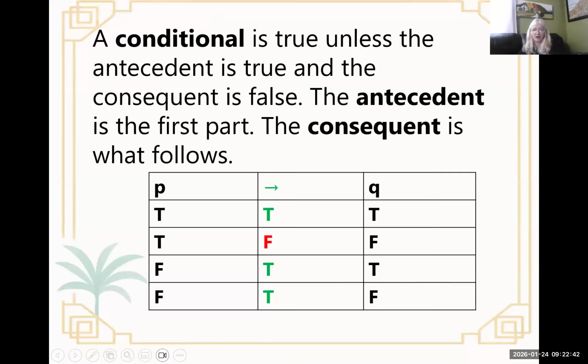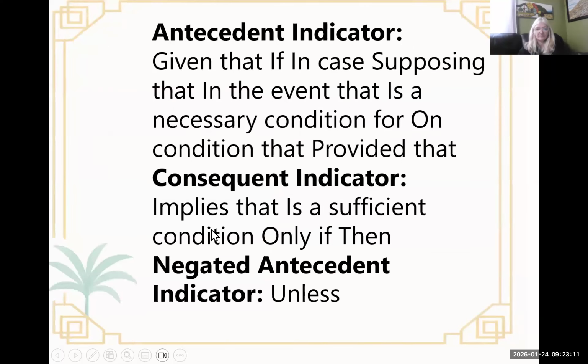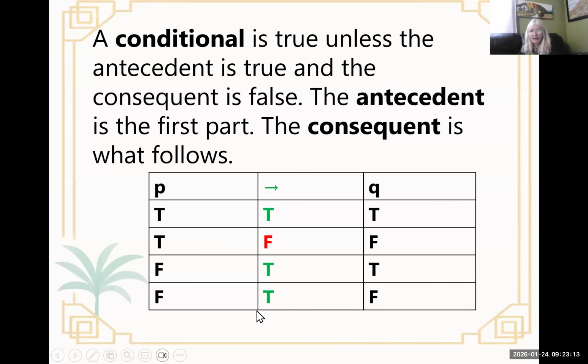A conditional is true unless the antecedent is true while the consequent is false. The antecedent is the first part. It's the P. It's the part that goes right after the "if". And the consequent is what follows the "then". So if P is true, true, then true is true. True, then false is false. False, then true is true. And false, then false is true. The last two may bother you, so just memorize them.